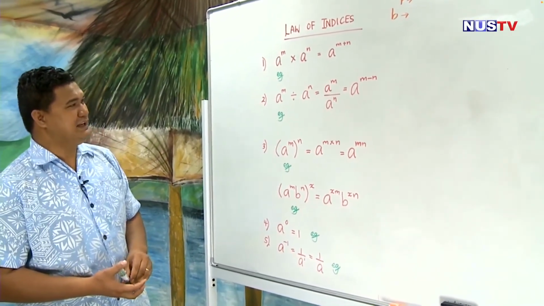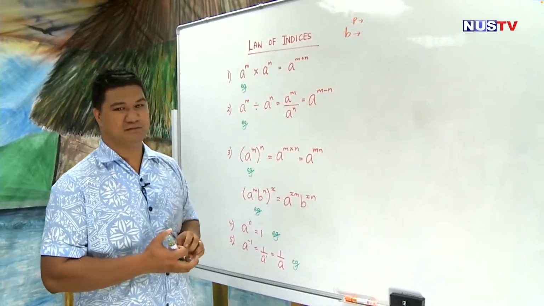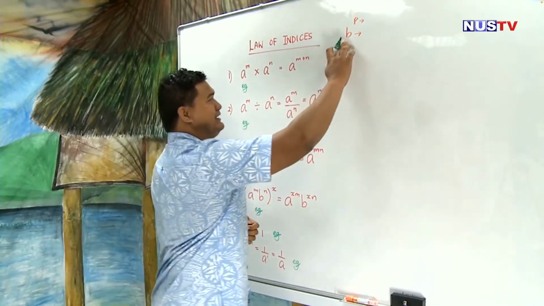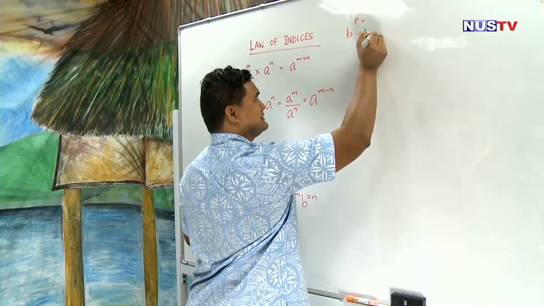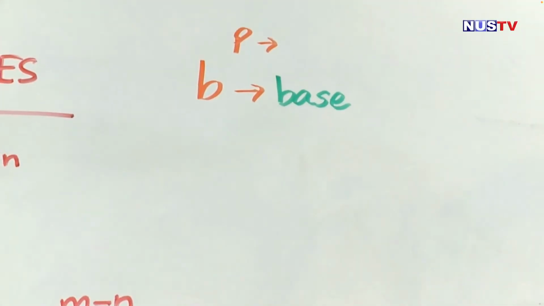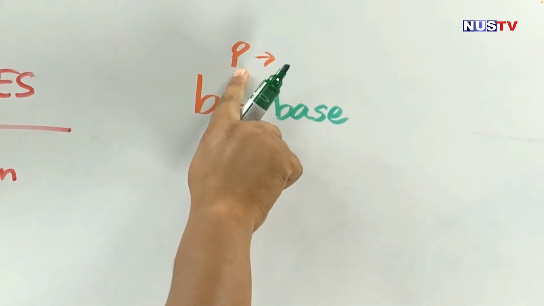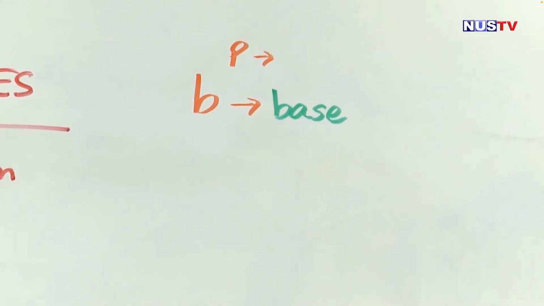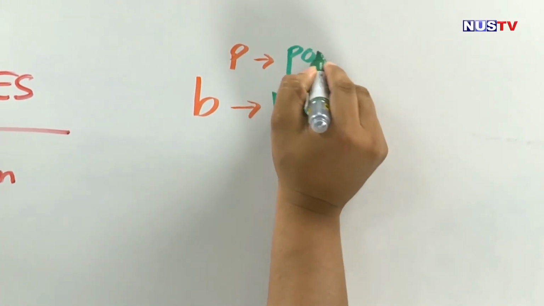So we have our law of indices on the board. Say we have p to the power of p. So p here is what we call our base. So remember, the number here is called the base. To the power of p, this p we call a power.